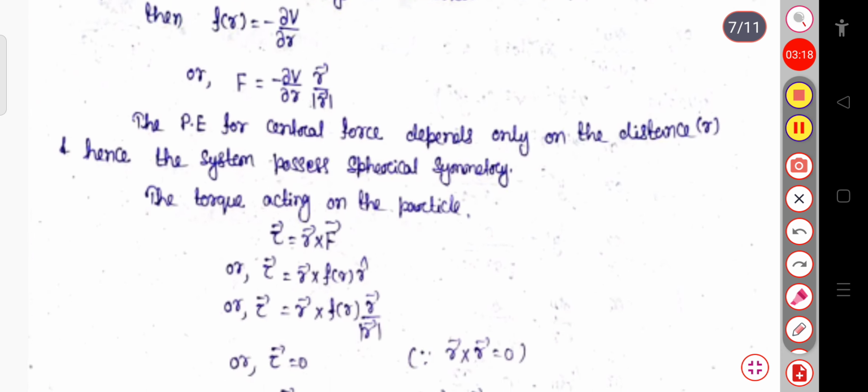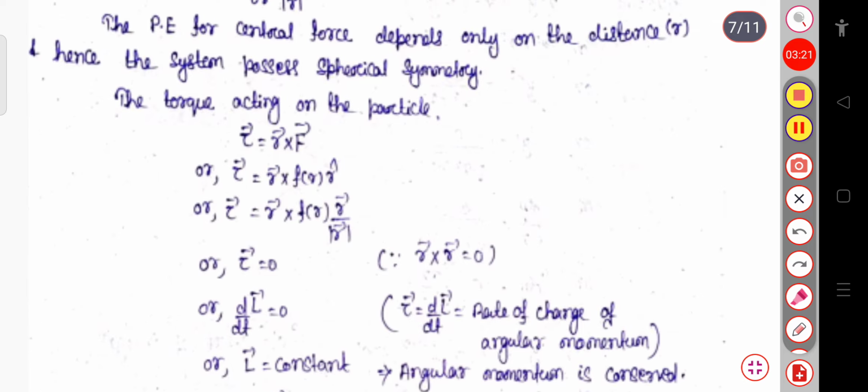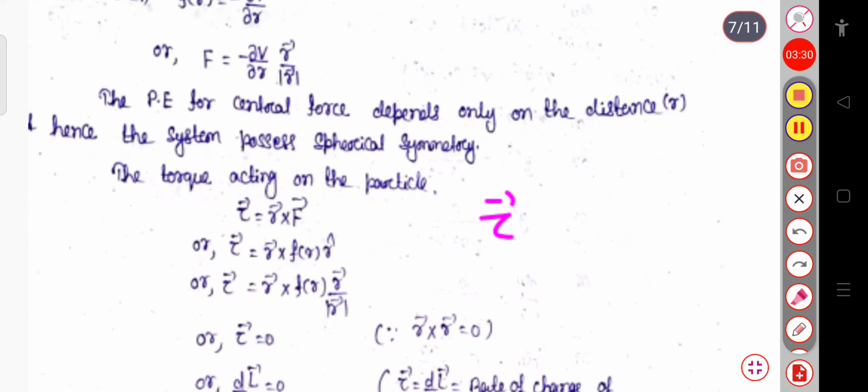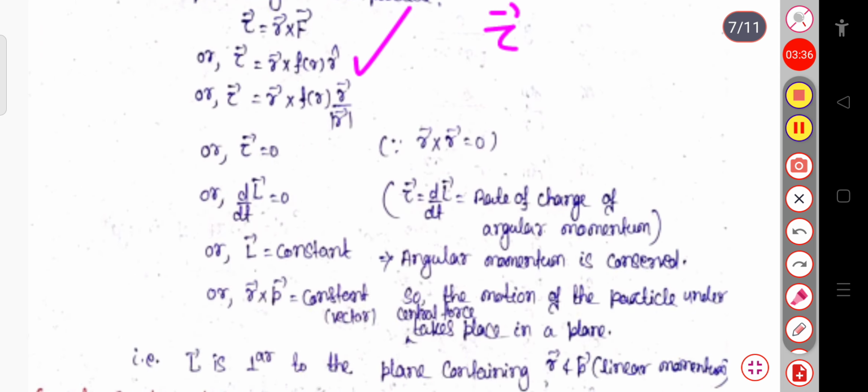Now if I consider the torque acting on that particle, then we can write tau equal to r cross F, and here the F vector equal to f of r into r cap, where r cap equal to r vector divided by the magnitude of r. But here r vector cross r vector goes to 0. That is, the torque goes to 0.